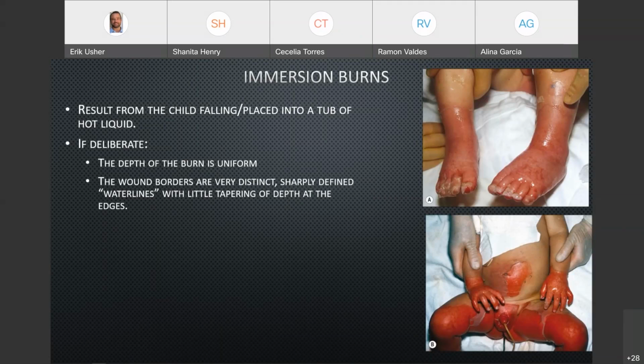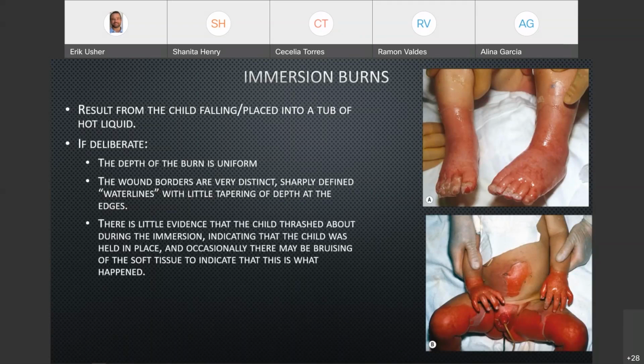And usually, like this child here in the top picture, the next area I'm going to look at is the perineum, because as that child's feet get placed into this scalding water, they curl up and contract, but they're usually being held in place, so the buttocks and genitalia tend to go into the water instead of their legs coming out. There is little evidence that the child was thrashing during the immersion. That's a lot of splash injuries you would see, so you don't see that, indicating that the child is held in place. And occasionally there may be bruising of the soft tissue. Again, manhandled, for lack of a better term, abused secondarily too.